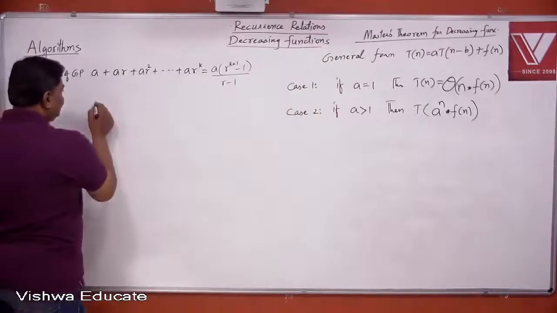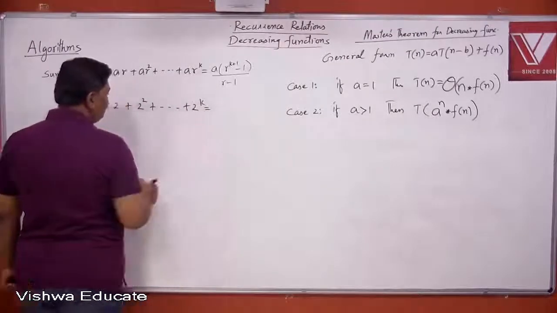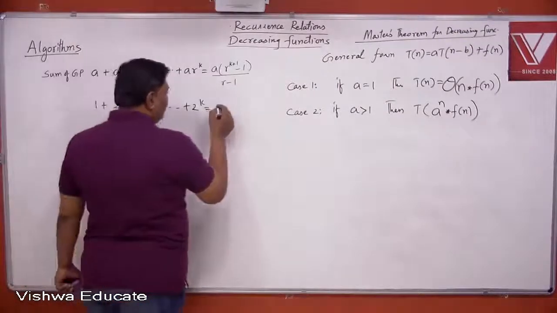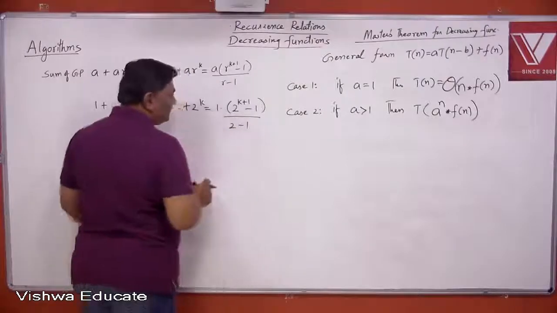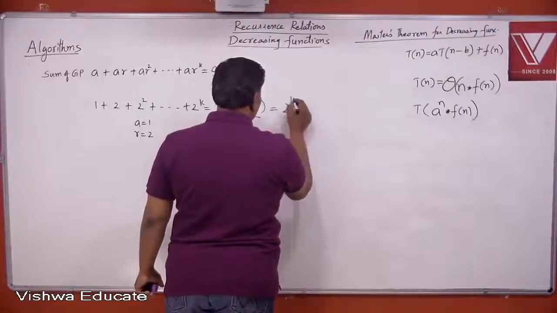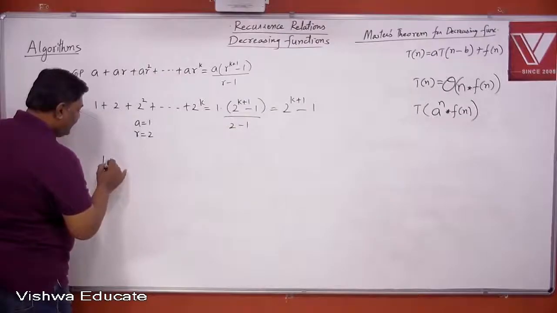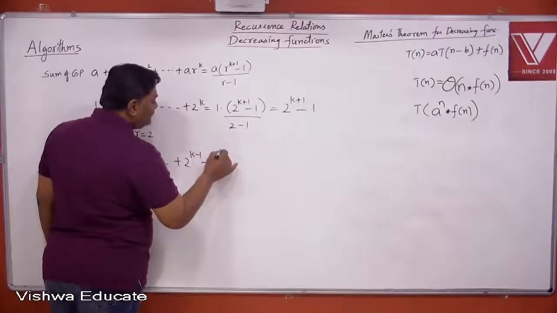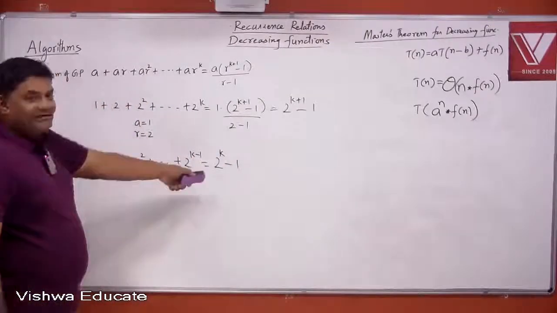Then, if this is 1 plus 2 plus 2 square plus goes on to 2 power k, then what is this? Here, A is 1 and R is 2. Then, 1 into 2 power k plus 1 minus 1 by 2 minus 1. This is equal to 2 power k plus 1 minus 1. This is how we got it. We were already having 1 plus 2 plus 2 power 2 plus goes on to 2 power k minus 1, so we got it as 2 power k minus 1. So this is already plus 1. If I write it, plus and minus get cancelled, so I get only k. So that's why I got the answer like this.